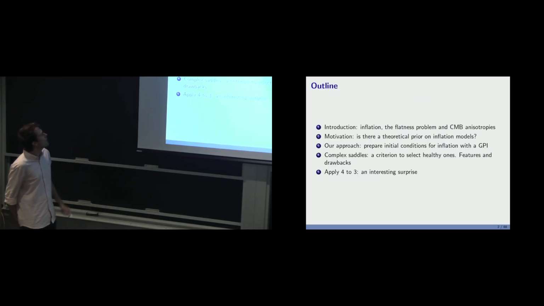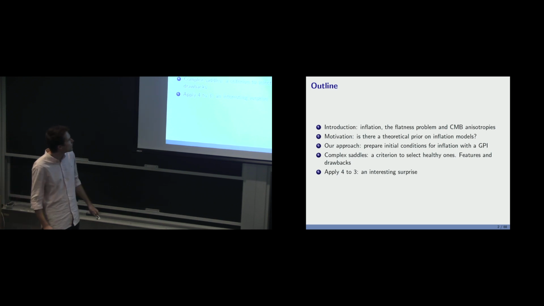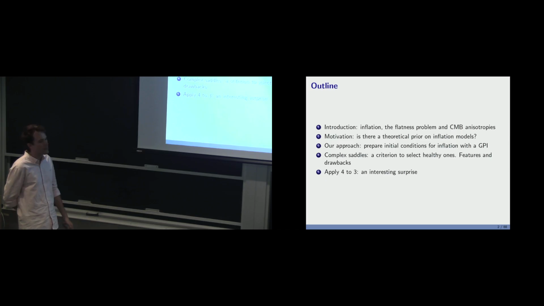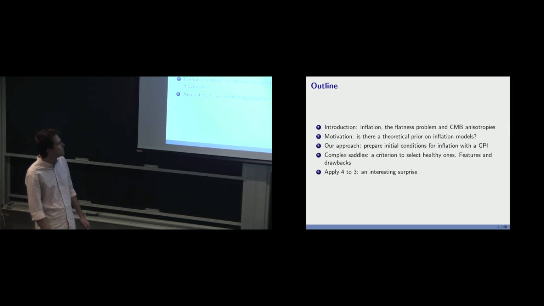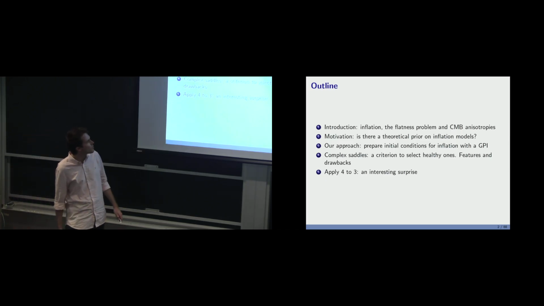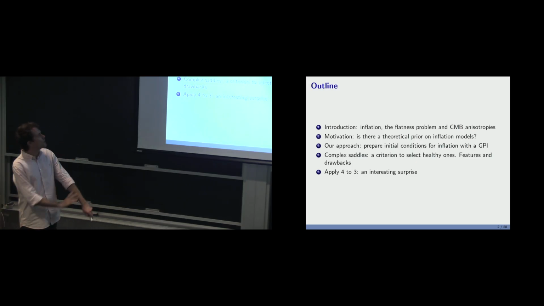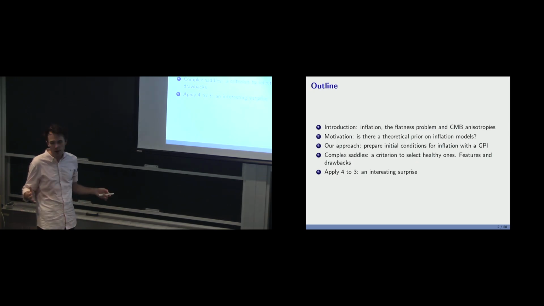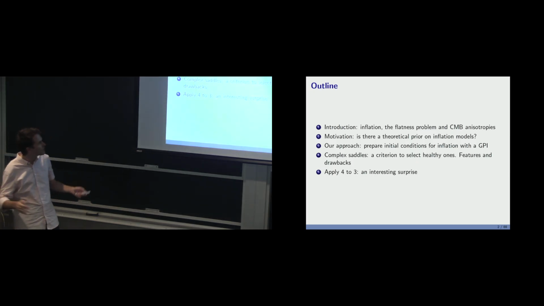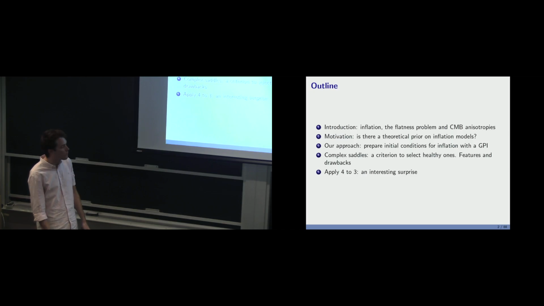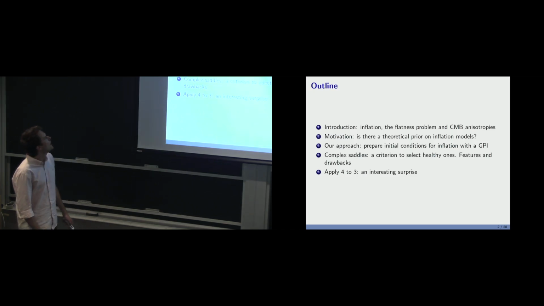Okay, so this is the outline. I was going to start with a broad introduction. I'm not sure how much detail I'll go into, but introducing the idea of inflation. This talk is about inflation in the end. Reviewing, so we get on the same page with notation, the flatness problem and CMB anisotropies. Then the motivation for the work that we did, which is the question: is there a theoretical prior on inflation models? We have a lot of inflation models. Is there any way to choose between them from a theoretical point of view?